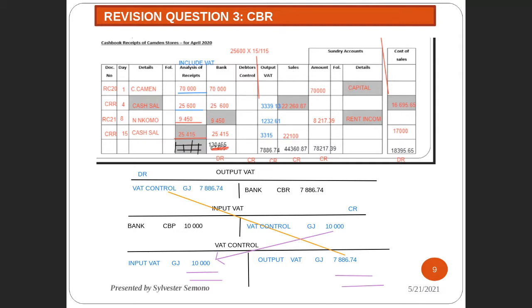But please don't stress. I don't think that they will end up asking you this kind. So I'm going to put 10,000. But balance, you must know how to balance. You never know. And thereafter, you find the balance. What is the difference between 10,000 and 7,000 and something? Please find it for me. Balance carrying value. This is the difference between 10,000 and 7,886.74.